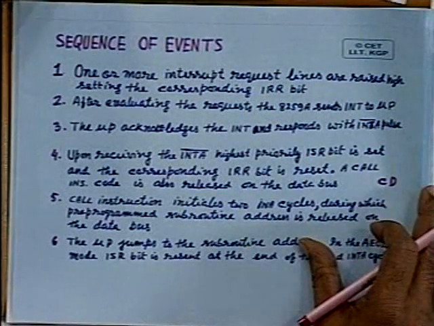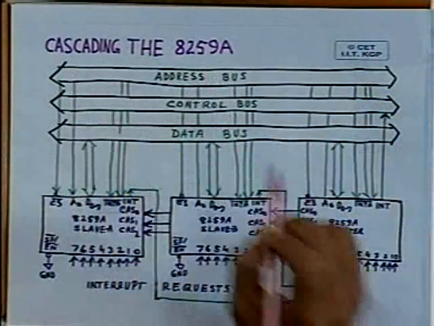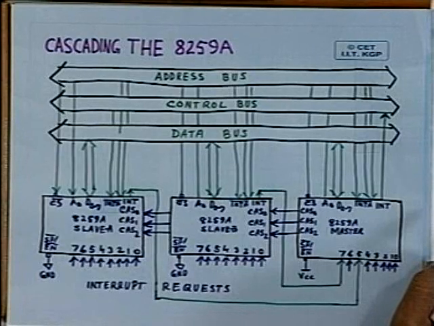Now, let us consider the situation where the number of interrupt inputs is more than 8. In such a situation, only one programmable interrupt controller will not serve the purpose. So how can you interface several 8259s to a single system? Let me discuss that. This technique is known as cascading the 8259.